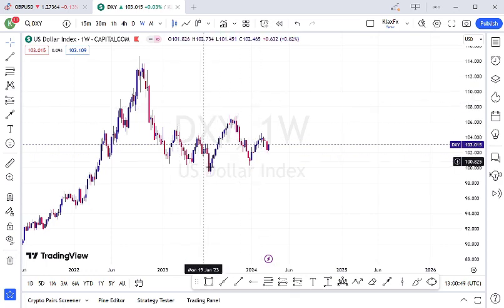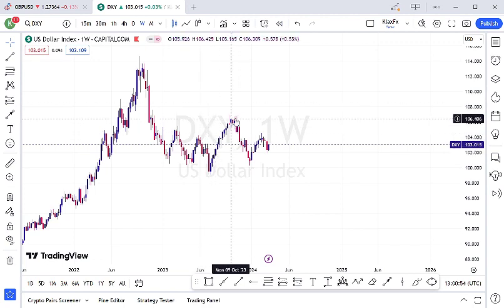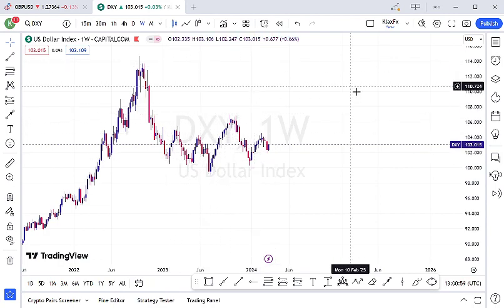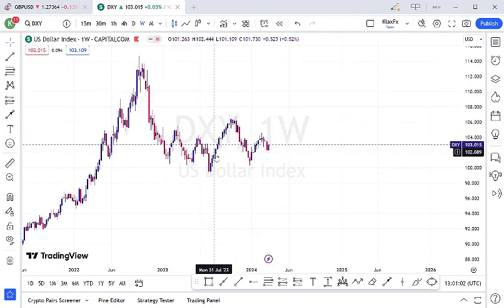Okay guys, so welcome once again to weekly forex outlook. So today we'll be analyzing DXY. The aim of us analyzing DXY is for us to get the direction of the market.